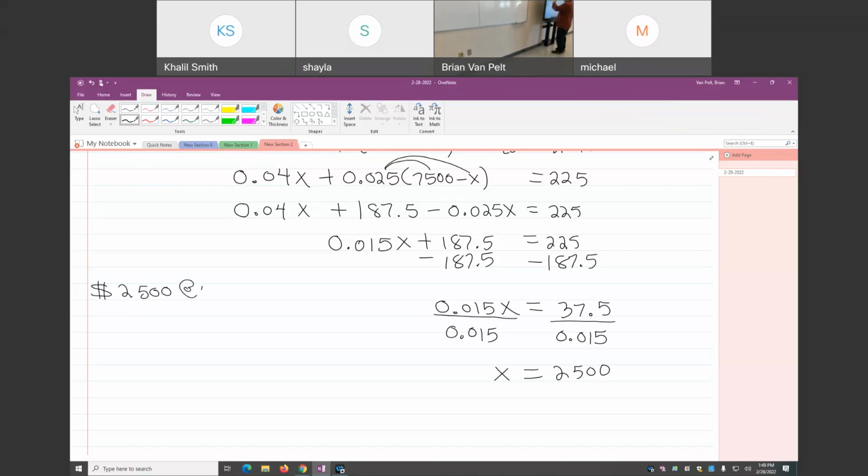X was the amount at 4%. You put $2,500 into one. That's 7,500. I had a problem while we were doing this one, and it was all 10,000, and I can't get it out of my head. Right, it'd be 5,000. 7,500 minus the 2,500 would be 5,000. That's at the 2.5%.